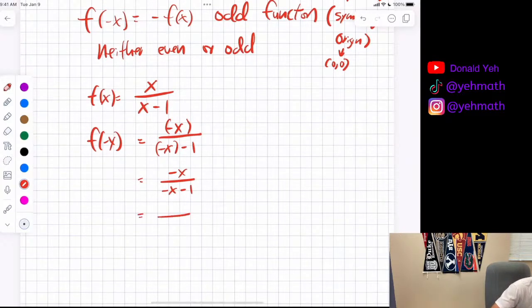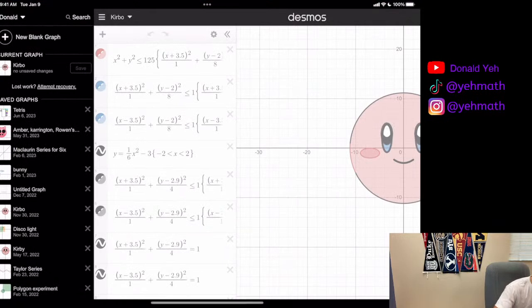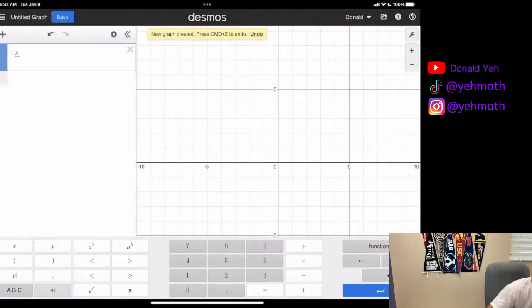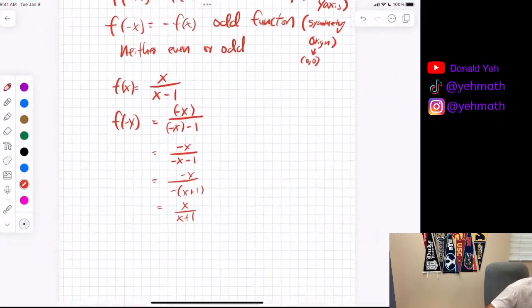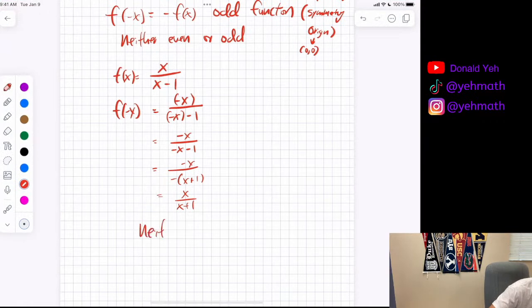Because if you factor out the bottom part, wait, that's plus 1, right? And this will end up canceling out. That's equal to x over x plus 1. Wait, we can double make sure. Hold on a second. X over x minus 1 is not symmetry to the y-axis or origin. Because this is called a neither. I'm sorry, I gave you a bad question to start with. This is a neither because it's not the same or opposite as before.